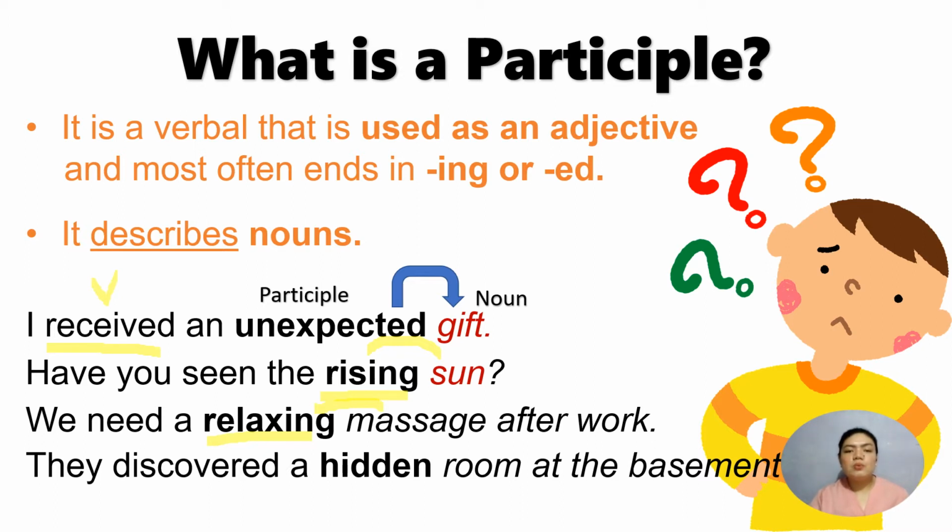And finally, we have, they discovered a hidden room at the basement. Here, our participle is hidden, which describes the noun room. And the same thing applies. It's not discovered because discovered is the verb in the sentence. Is everything understood? Let's have more examples in the next part of our lesson.